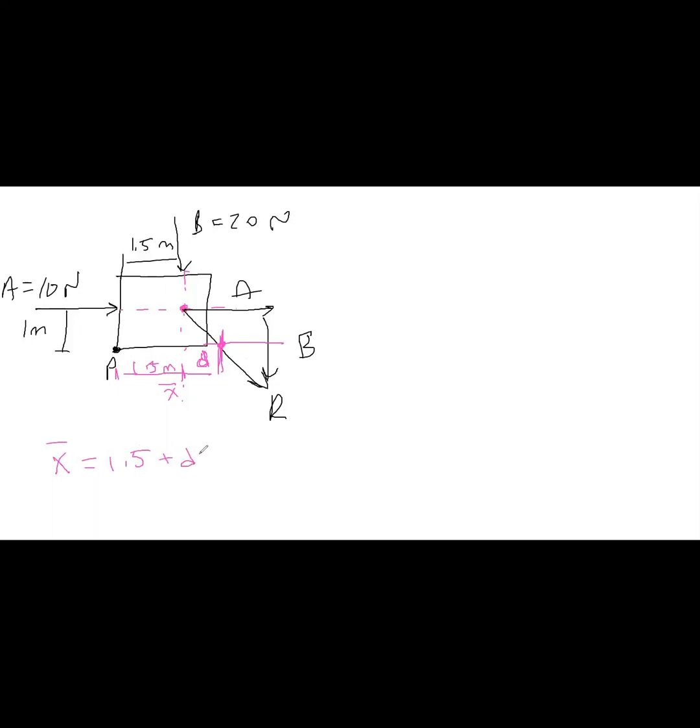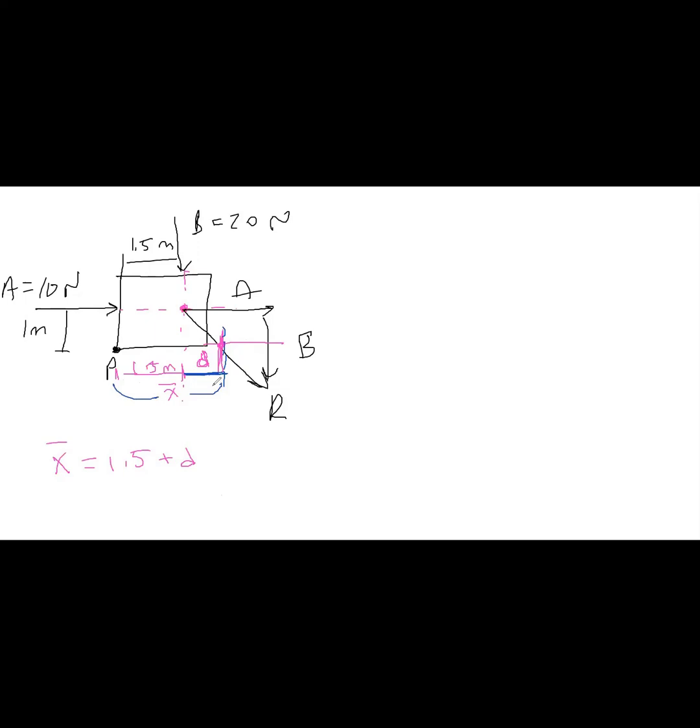Does everybody see that? If I color D a different color, maybe you'll see it better. This distance here is D, the distance from where the line of action crosses along that axis. So X bar goes from here to here.